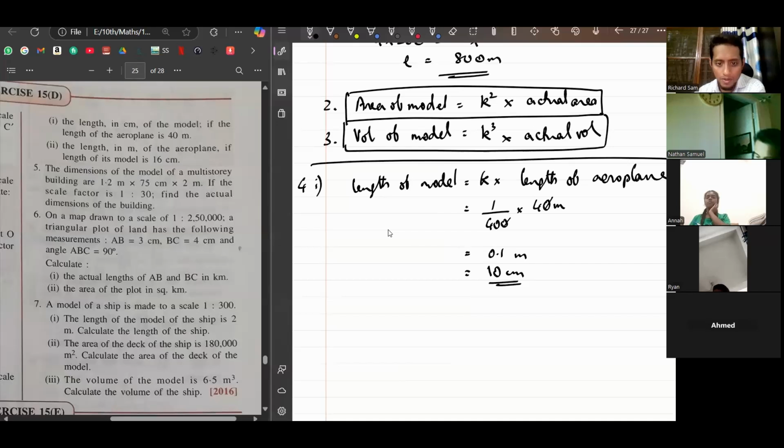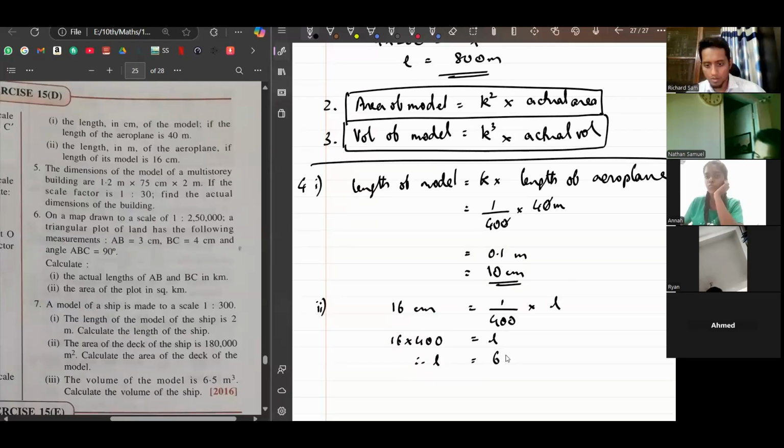Okay. All right. Now do the second part, same formula. This time the length of the model is given. You have to find the length of the aeroplane. What's the answer? 64 meters. So you're getting 6,400 centimeters, which is 64 meters. Okay, do the next one also.